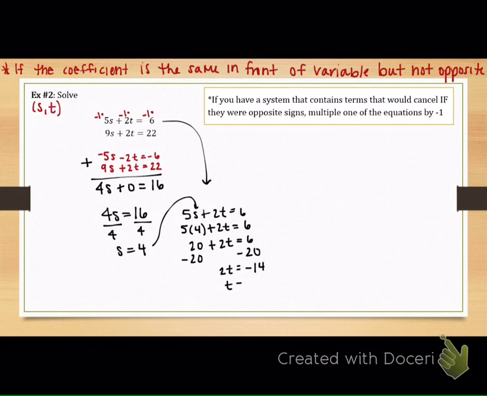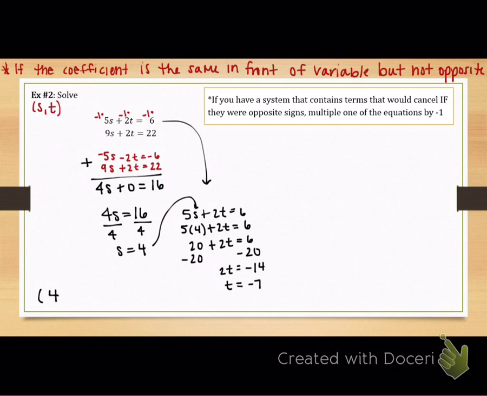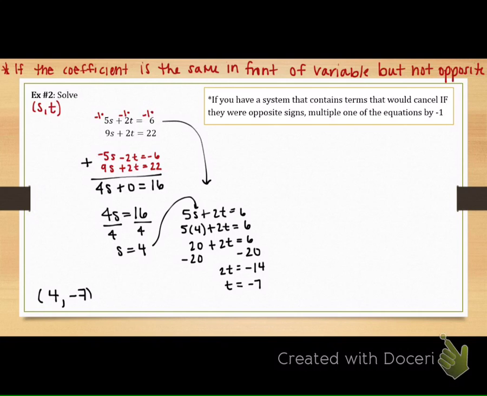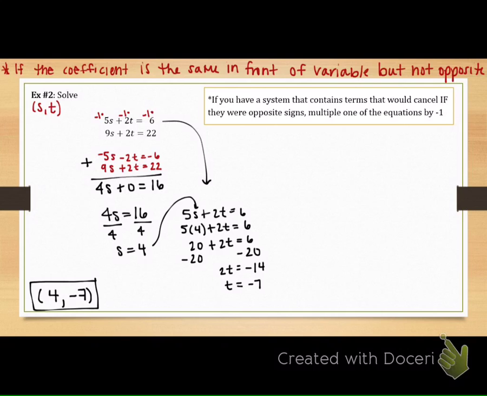So t equals -7. And again, ordered pairs are always in alphabetical order, so s comes before t in the alphabet. If you need to sing the alphabet to yourself, it's okay. But make sure you're putting them in alphabetical order. All right, look at that one. Finish copying it down and see what you have for me.